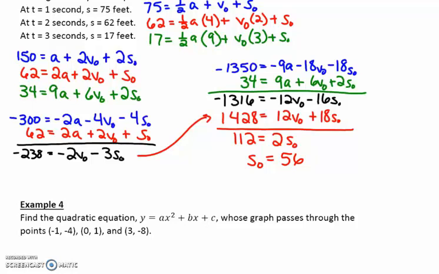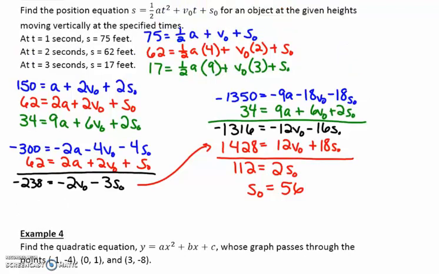So then we can take that 56 and plug that back in. Okay, so now we need to take that s and plug it in to the equation where we just had v sub 0 and s sub 0. So we've got negative 238 equals negative 2 v sub 0 minus 3 times 56. So then when we do all of our operations to that, we end up with v sub 0 equals 35.